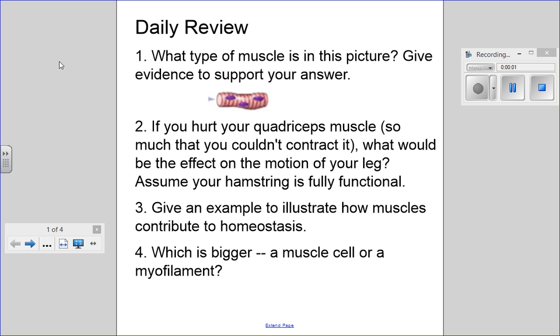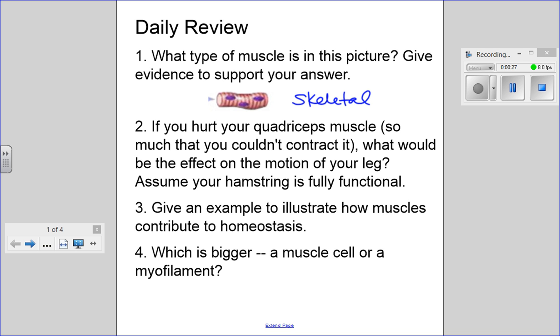The question asks, what type of muscle is in this picture? So would anyone like to tell me which type of muscle this is? Your choices are cardiac, skeletal, smooth. I saw lots of people with the right answer, so you're probably right. This is definitely skeletal muscle. So give yourself a mark if you said that it was skeletal muscle.